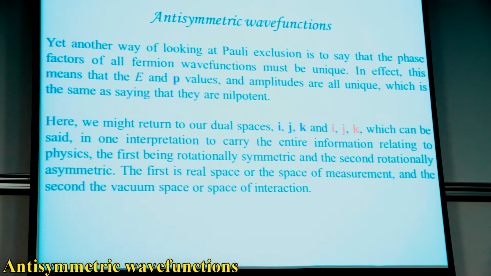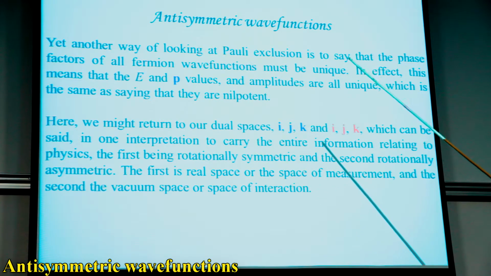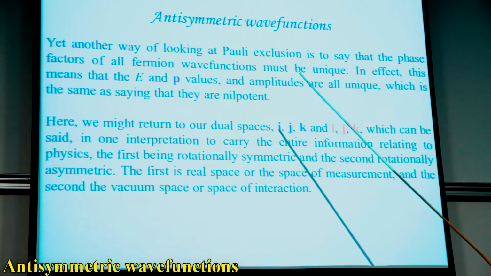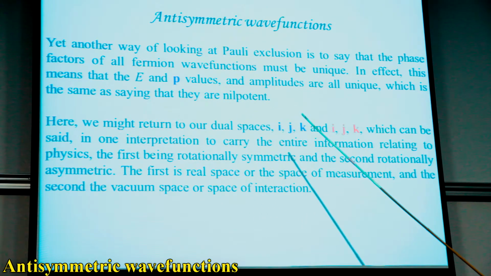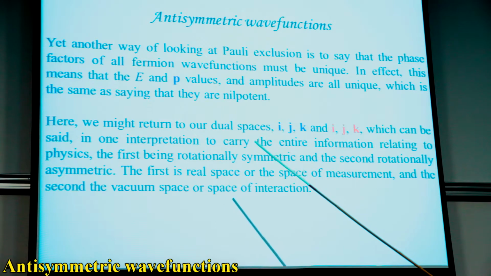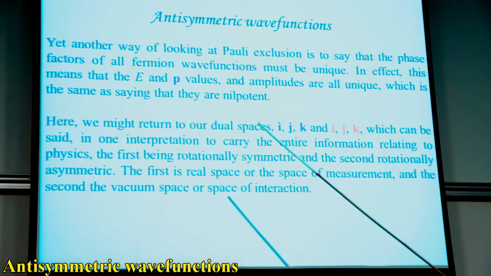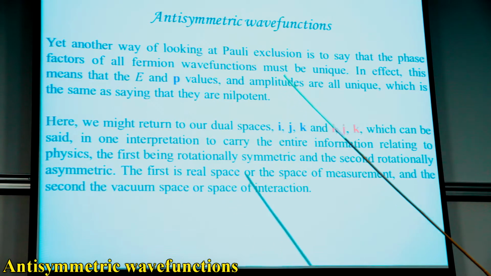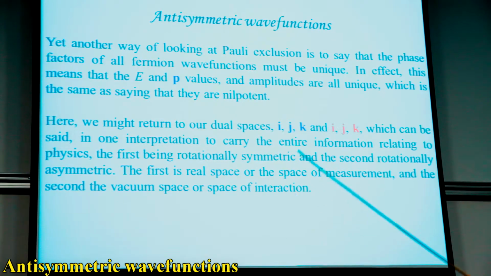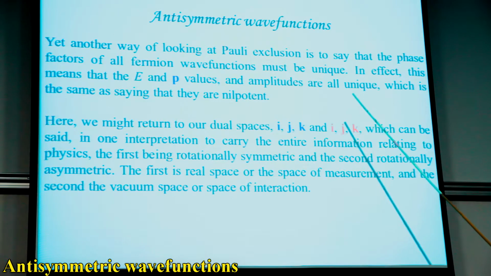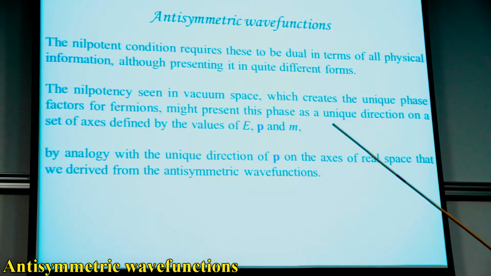Another way of looking at Pauli exclusion is to say that the phase factors of all fermion wave functions are unique, which means that the E and P values are also unique, and this is where we can use our dual spaces. These carry the entire information of physics. The first is rotationally symmetric, the second rotationally asymmetric, not anti-symmetric. So the first is real space and the space of measurement, the second the vacuum space. And we've got 2 versions of Pauli exclusion, one from that and one from that. These are dual in all respects.